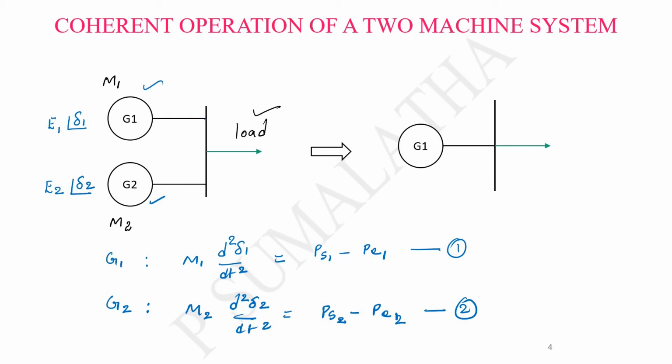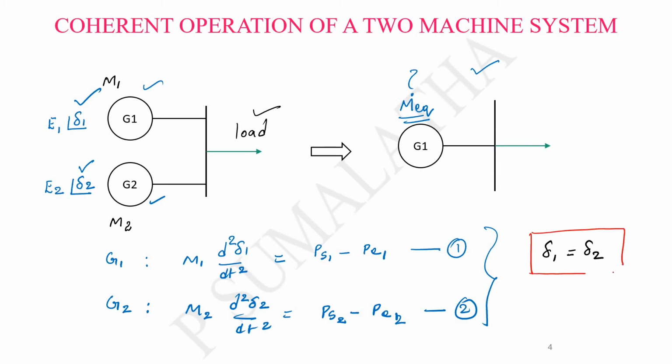Whenever you talk about an interconnected system, we need to bring one equivalent relation, which refers to the equivalent circuit of the system. Let me call this M equivalent. What will be the M equivalent value? How can we get this M equivalent from the given data? We know that in the coherent operation, the load angle del 1 will be equal to del 2. So we have a condition here: the load angle del 1 is equal to del 2.